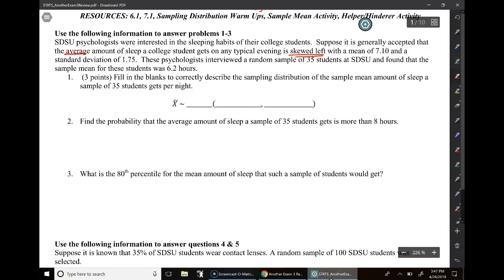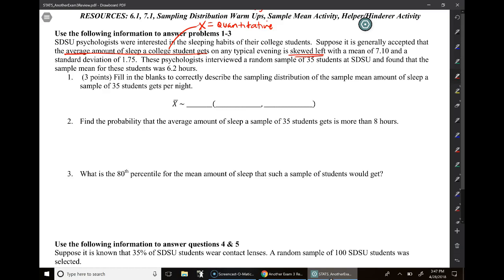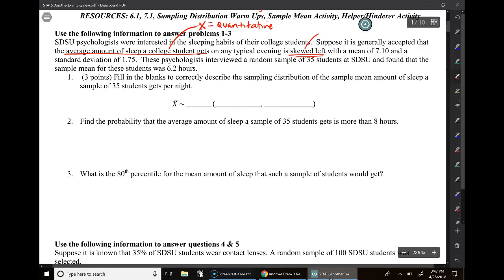Sorry. The average amount of sleep a college student gets. So it turns out that this isn't even the average yet. This is what our underlying variable is, the average amount of sleep someone gets. This is our x, and this is quantitative. Because as we noted in class last week, whenever we're doing stuff in part 6, we're dealing with a quantitative variable. Is skewed to the left, so this is telling us it's non-normal, with a mean of 7.1 and a standard deviation of 1.5.